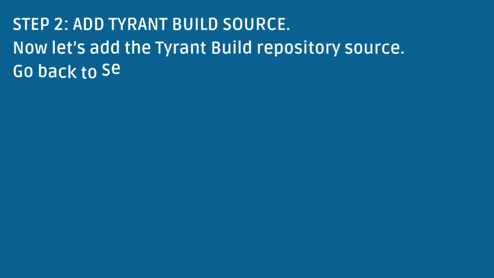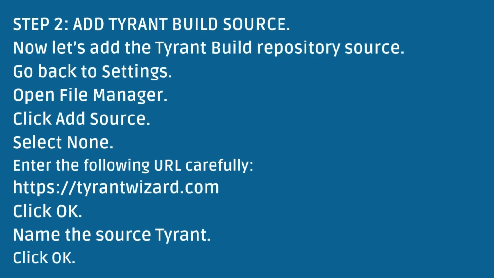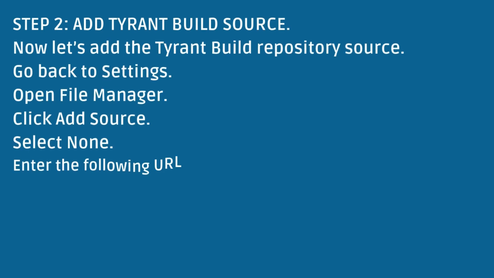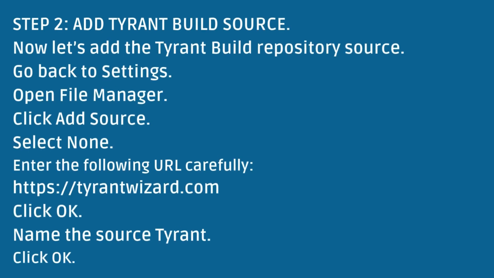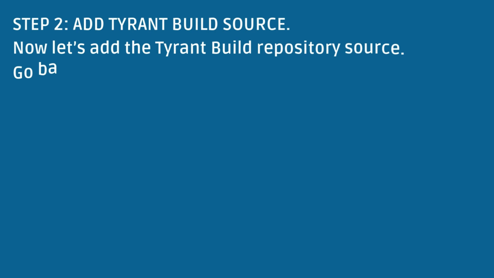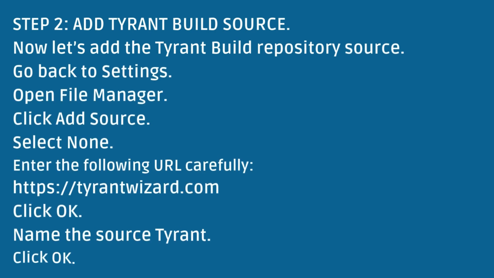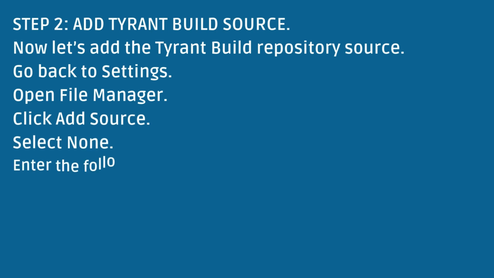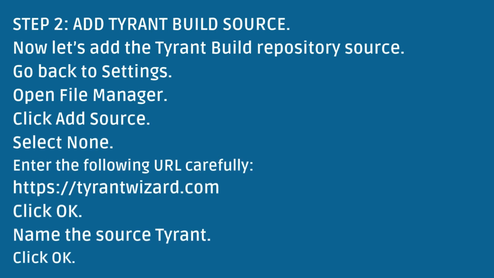Step 2. Add Tyrant Build source. Now let's add the Tyrant Build repository source. Go back to Settings, open File Manager, click Add Source, select None, enter the following URL carefully: https://tyrantwizard.com. Click OK. Name the source Tyrant, click OK.